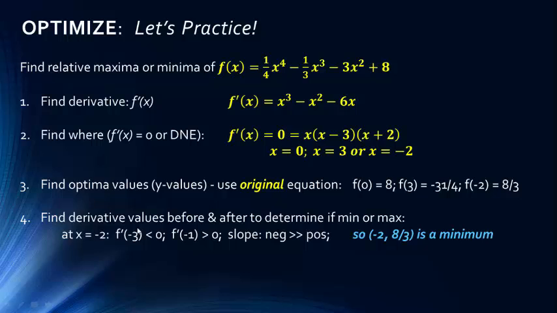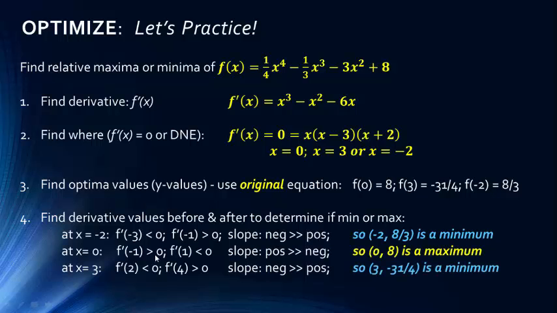So at x equals 2, when we plug this into the derivative, we go from negative to positive, so it's a minimum. At x equals 0, when we plug this in, we go from positive to negative, so this point is a maximum. At x equals 3, we go from negative to positive, and so this is a minimum.